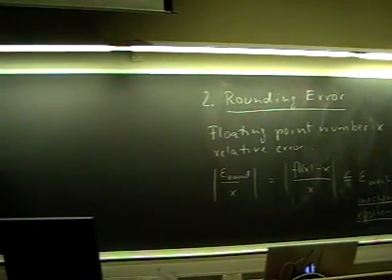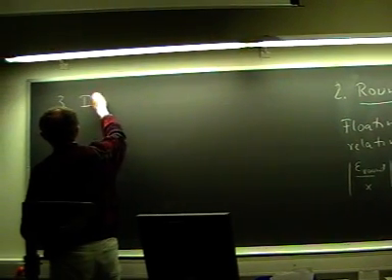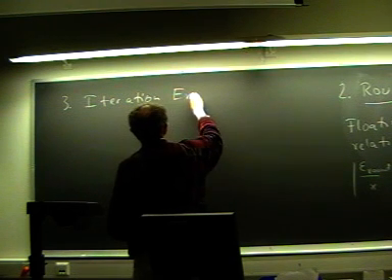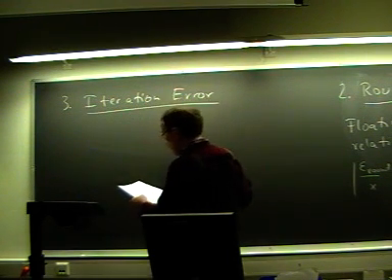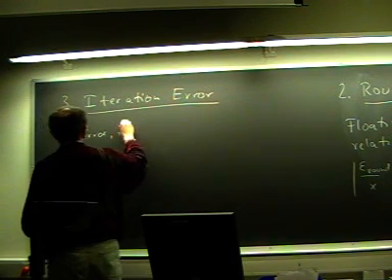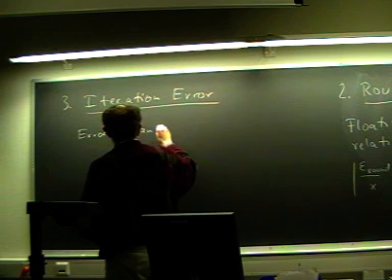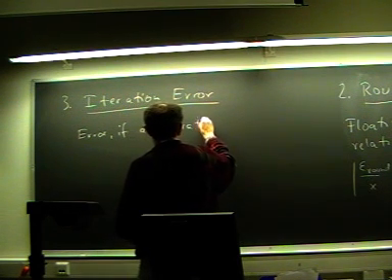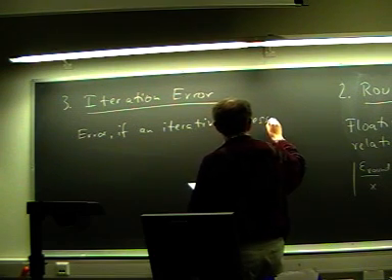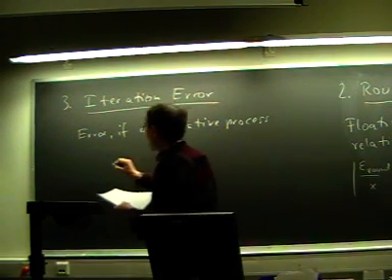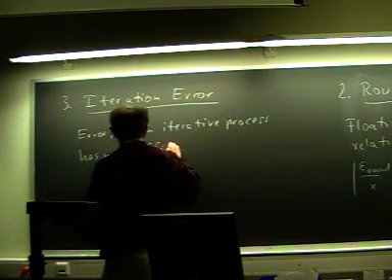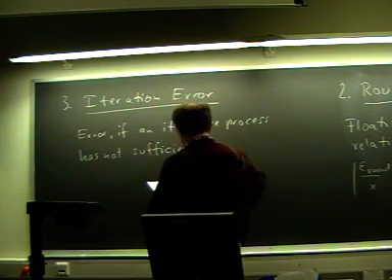Let's look at further sources of error. And the third one is iteration error. So that is an error if an iterative process that you have in your computation has not sufficiently converged.